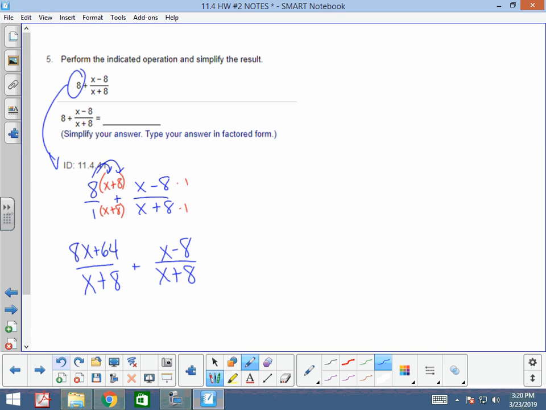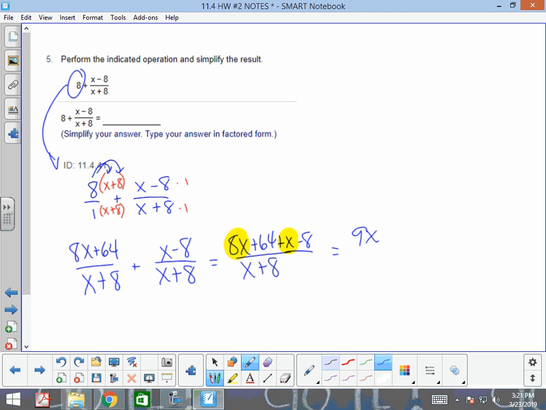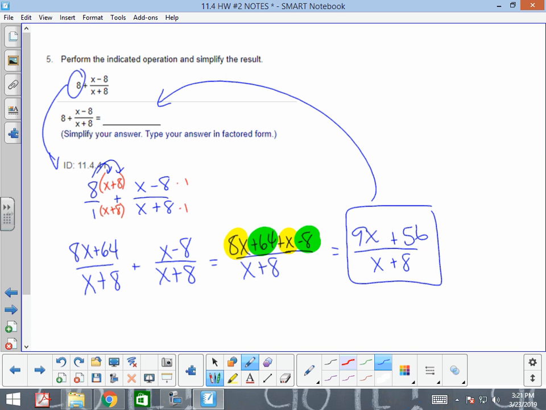So now we have common denominators. Keep the denominator the same, and I'm going to add the numerators: 8x plus 64 plus x minus 8. So I'm adding the 8x and the positive x, and I get 9x. Then I'm going to add 64 and minus 8. So that will be positive 56 over x plus 8. Okay, 9x plus 56 won't factor, so that's my answer.